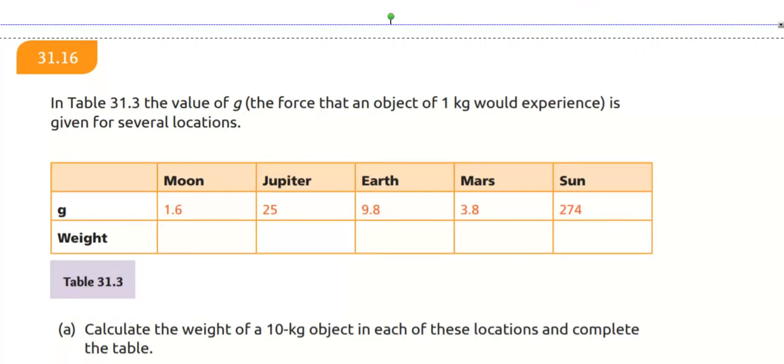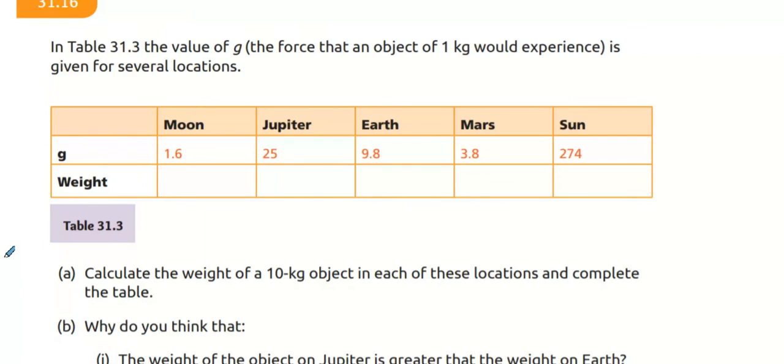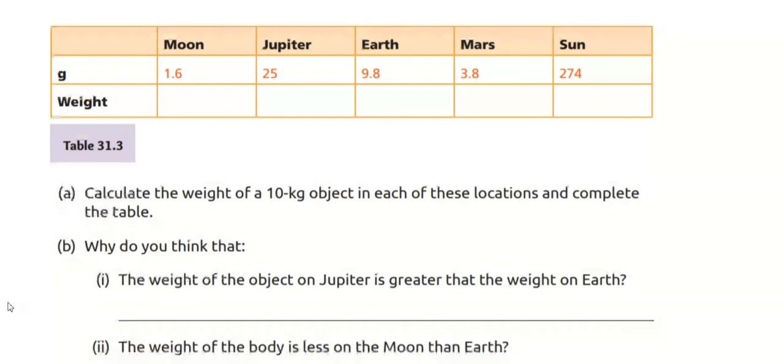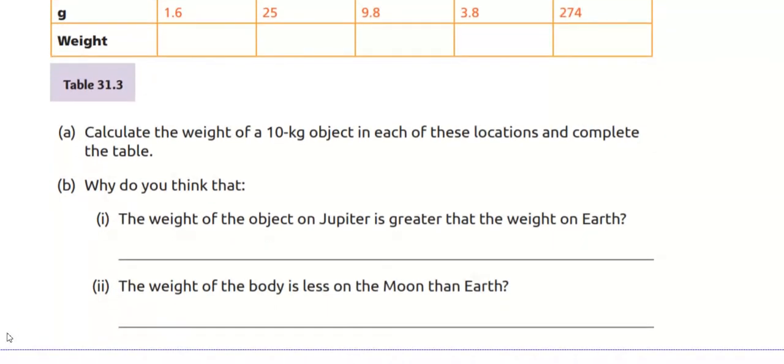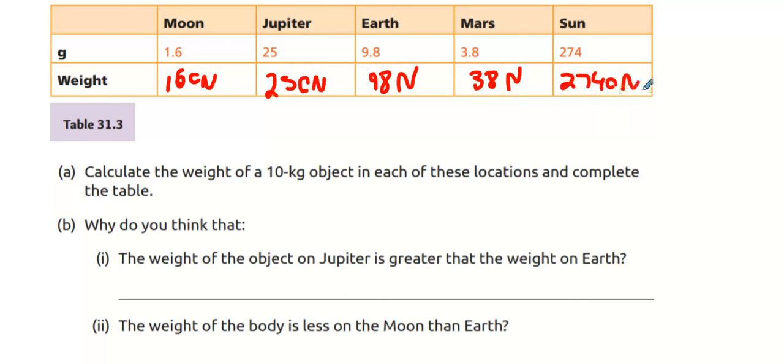And finally, the value of g experienced is given for several locations. Calculate the weight of a 10 kilogram object. Okay, calculate the weight of 10 kilograms at each of these locations. So 10 kilograms, multiply everything by 10. 160 newtons, 250 newtons, 98 newtons. Multiply that by 10, you get 38 newtons. Multiply that by 10, you get 2,740 newtons.